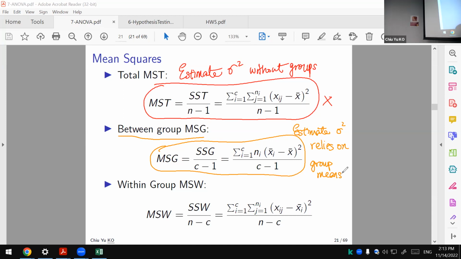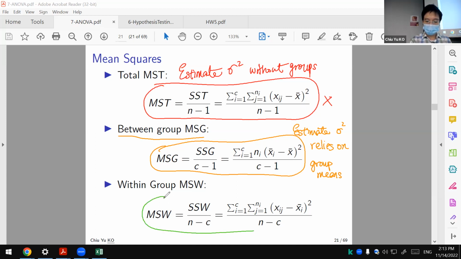Is that clear? So that is how you do it, because you fix the overall mean, then you have one less degree of freedom. That's what we said.